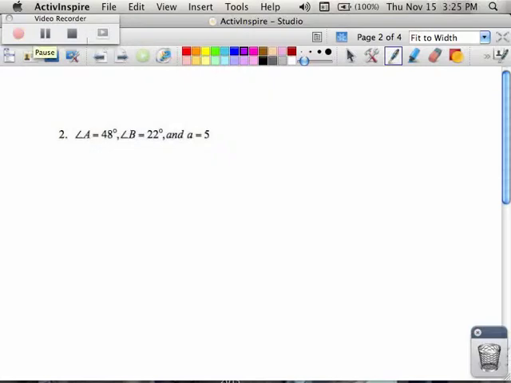In number 2, same kind of problem. I'm just going to rewrite it again. So I draw my triangle. So here's my triangle. And in this triangle, I see that they give me two angles, so I can use the law of sines. Let's say I label it the same way, A, B, and C.